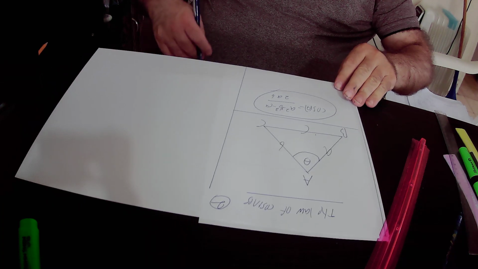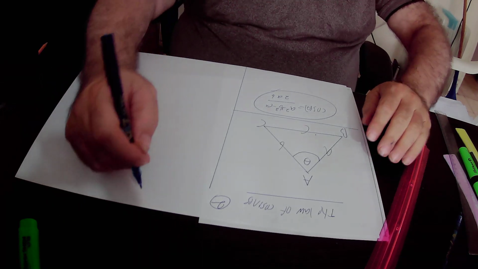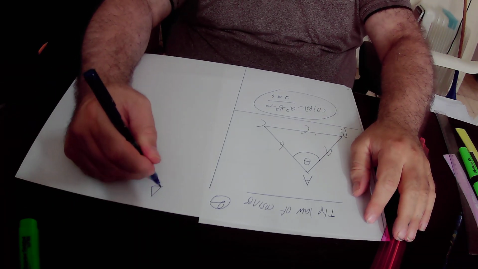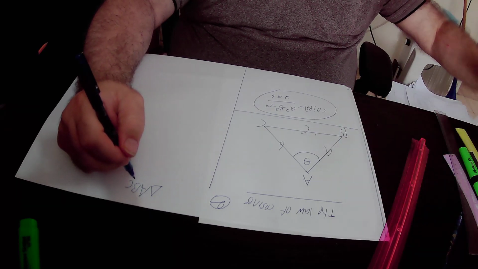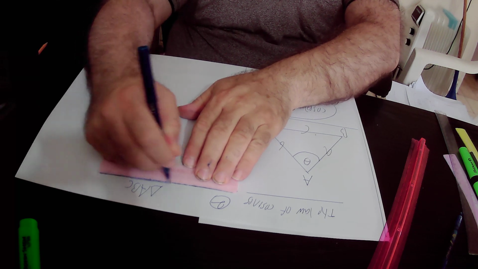So we can implement the law of cosines in triangle ABC. I'll copy triangle ABC in this new page, and we will implement the law of cosines in triangle ABC.